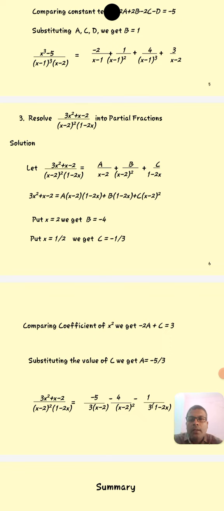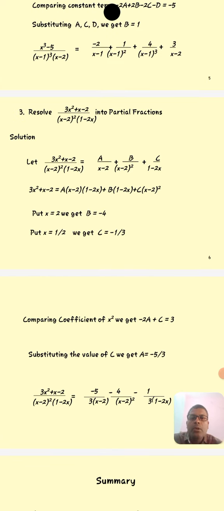So we substitute x is equal to 2, we get b is equal to minus 4. And in the same way, put x equal to 1 by 2. We get c is equal to minus 1 by 3. In the place of x, we substitute 1 by 2, a will be 0 and also b will be 0. We get c is equal to minus 1 by 3. Here b we know and c we know. Now we find the a value.